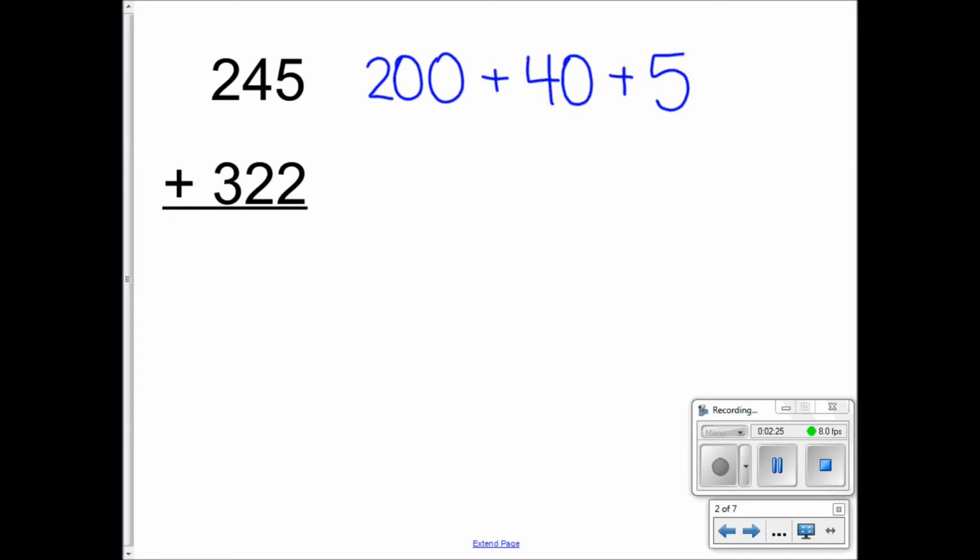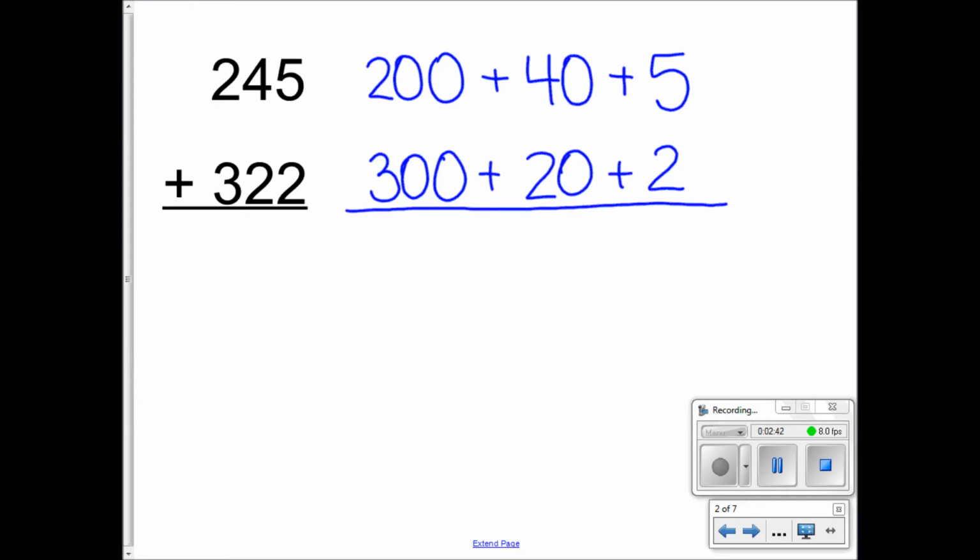Then I'm going to decompose the second add-in. When I decompose the second add-in, I have 3 hundreds, 2 tens, 2 ones. The value of 3 hundreds is 300. The value of 2 tens is 20. The value of 2 ones is 2.